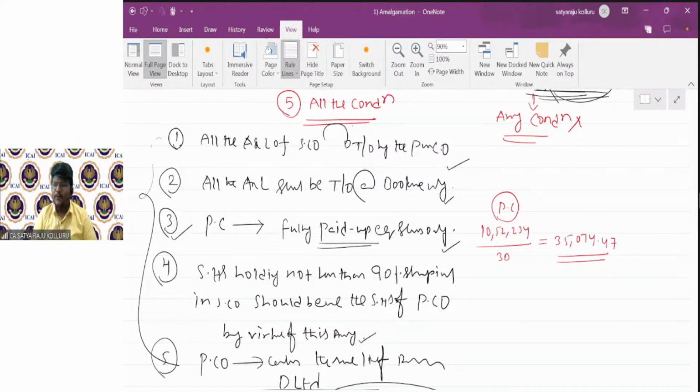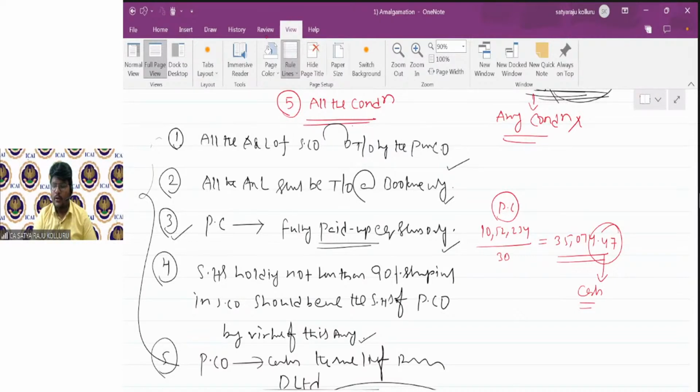Sir, is it possible to issue a fraction of a share here, 0.47? Is it possible? No. So that's why it is clearly mentioned that for a fraction of the share, the purchasing company can issue cash. Based on this fact, we cannot conclude that the amalgamation is an amalgamation in the nature of purchase.